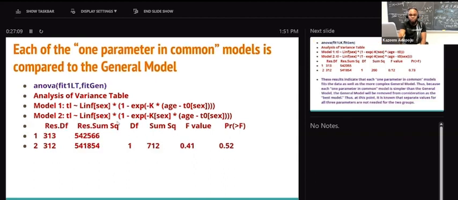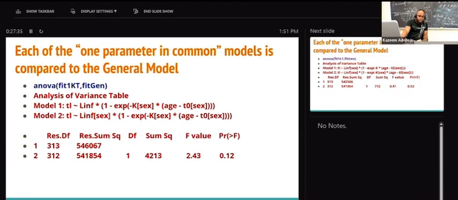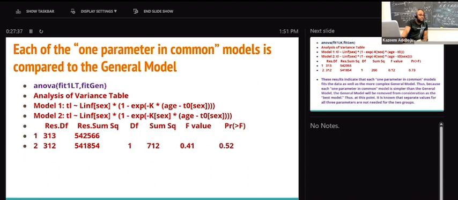Then I'm going to compare fit 1 LT against general. Look at that. What is missing here in LT is K. So we want to see whether they have K in common. What is the p-value? 0.52. We're also rejecting fit general here. We rejected fit general the first time, and we rejected it again here.